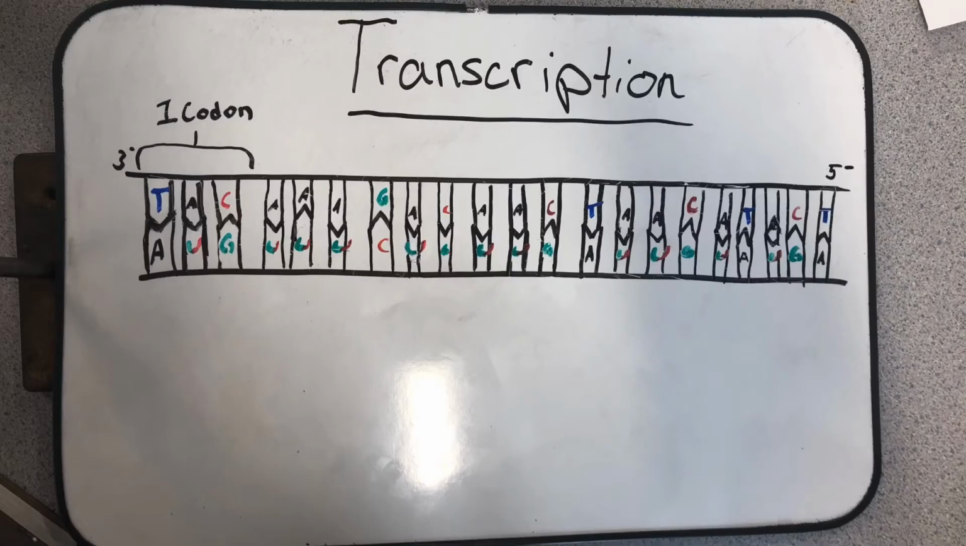During transcription, a single strand of DNA is coded to produce mRNA. The strand is called the template strand. And the strand that is not transcribed is called a coding strand.